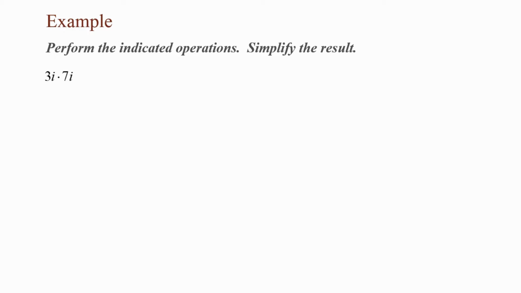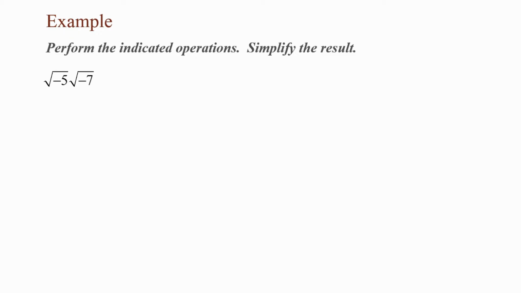In this example, perform the indicated operations, simplify the result of 3i times 7i. Since we're multiplying, we want to start by multiplying 3 and 7, which gives us 21. Then we want to multiply i times i, which is i squared. We need to simplify this result because i squared is equal to -1. So this simplifies to 21 times -1, which equals -21.